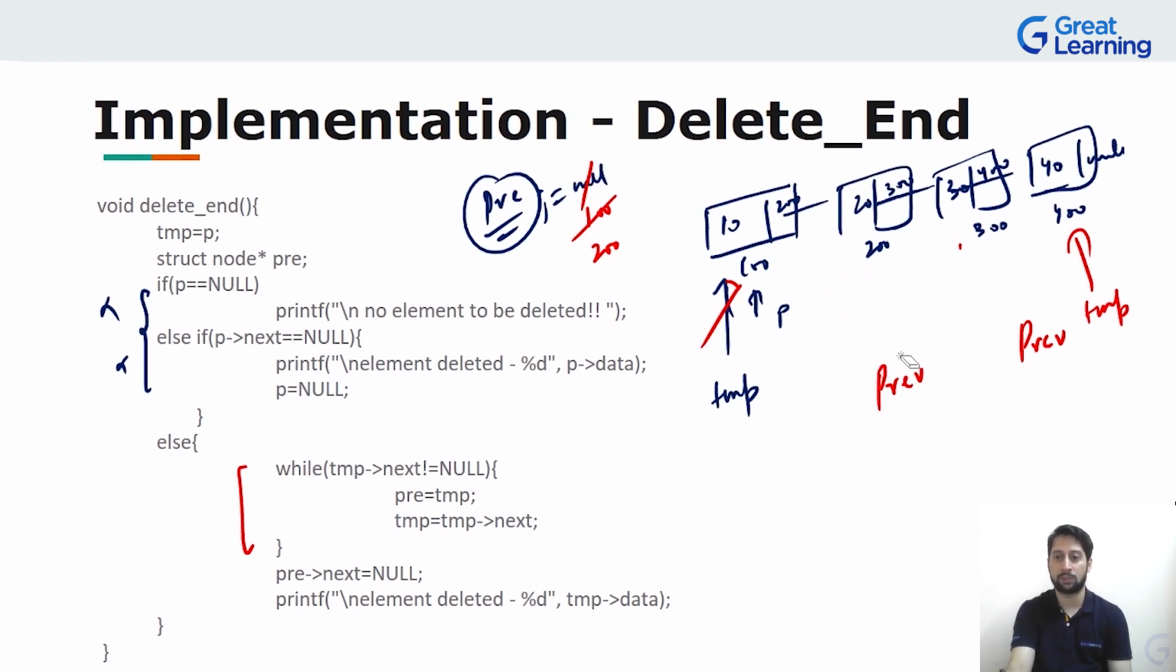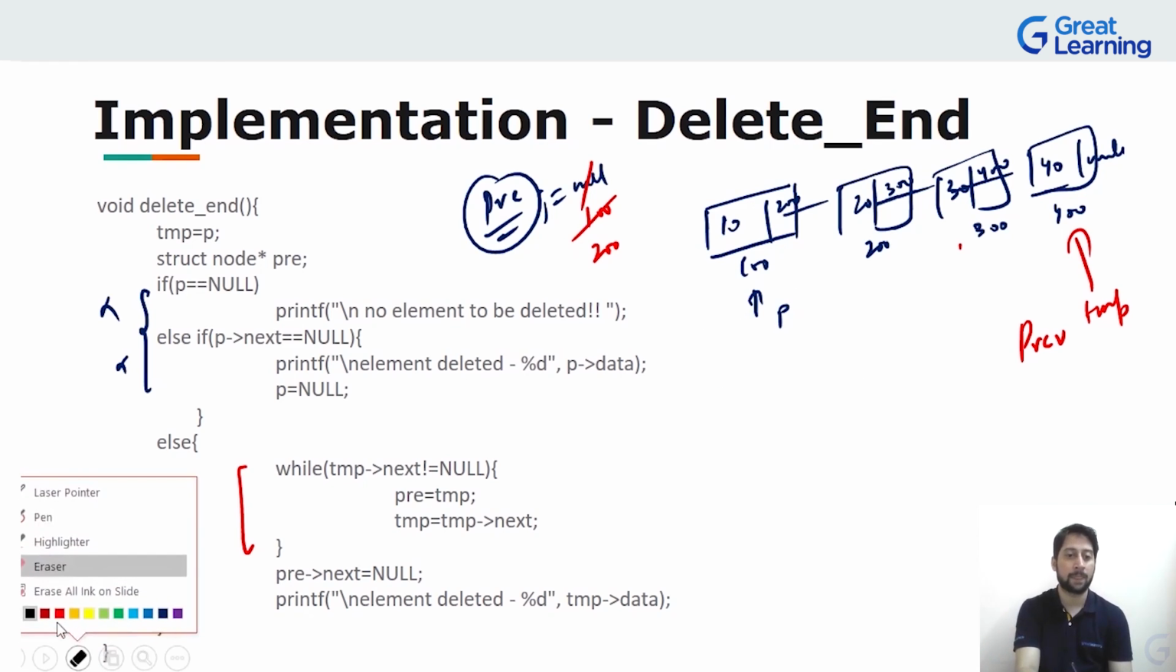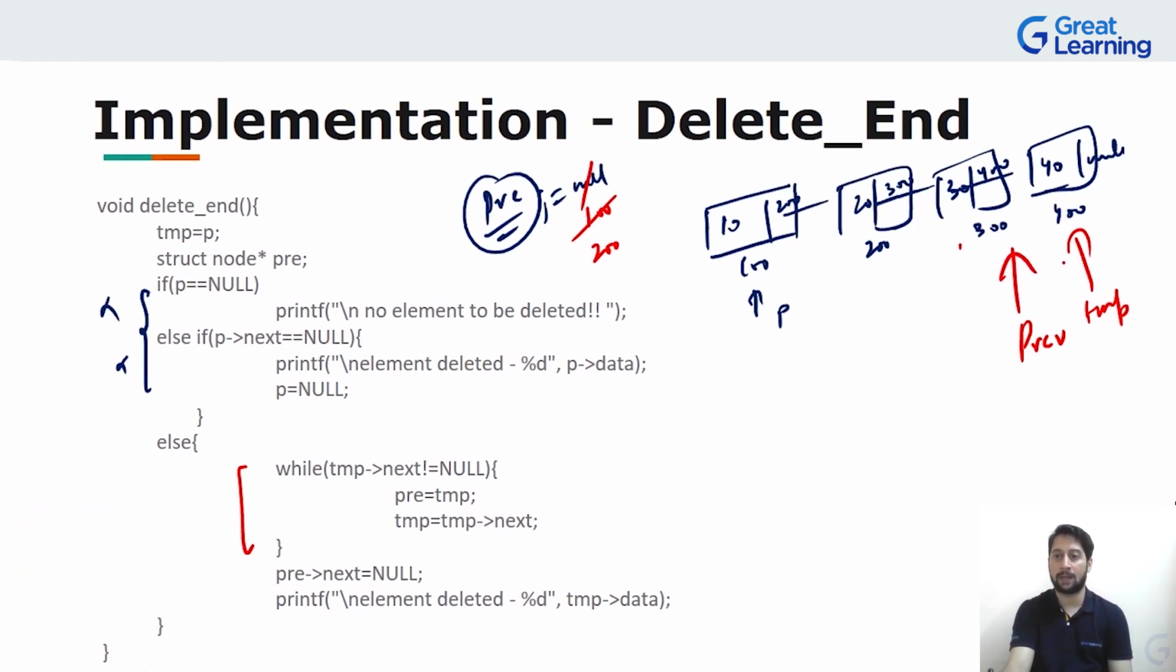Finally, when we are at this position, pre is here, temp is here. Let's remove the rest of the things. Again, keep this in mind: we're not changing the p, that is our head node. So now this is our pre and this is our temp. Once again, is temp's next null? Yes, it is null. We are out of this loop.